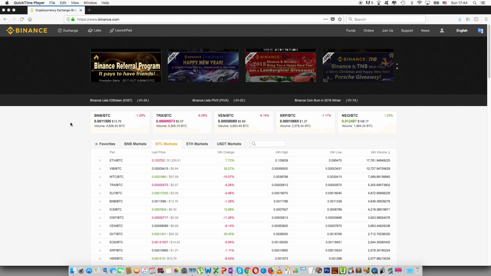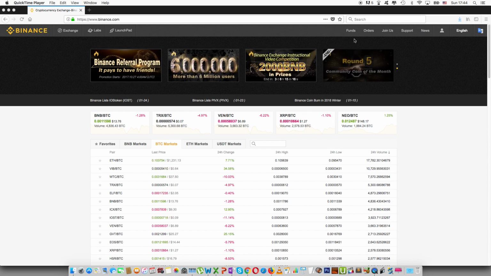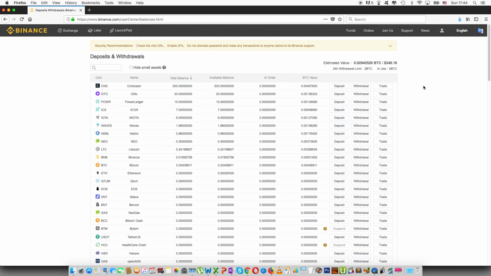So I have completed the first step to register for an account, and I have logged into my account, because as you can see here there are no buttons at the top of the navigation bar saying sign in or register. So let's talk about how to deposit and withdraw funds. If you go to the funds section and press balances, you will see all of the different cryptocurrencies that Binance supports. Here you can see my portfolio, and for each cryptocurrency there are options to deposit and withdraw. Typically you would use Bitcoin or Ethereum to deposit to this website.